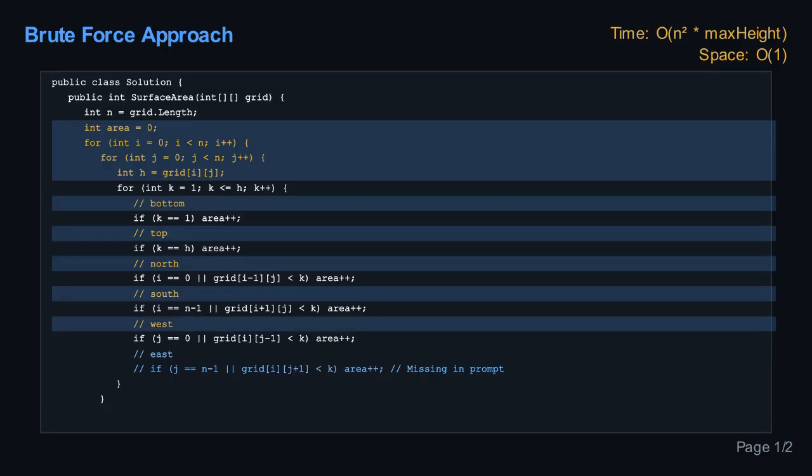This makes the time complexity roughly n squared times max height, where n is the grid size and max height is the tallest stack. The space complexity is simply constant because we're not storing any extra data proportional to the input size.